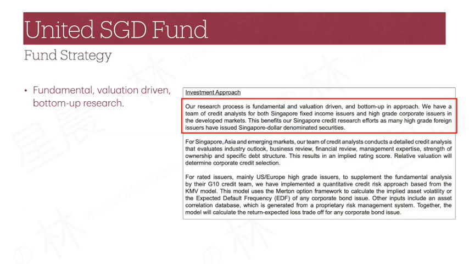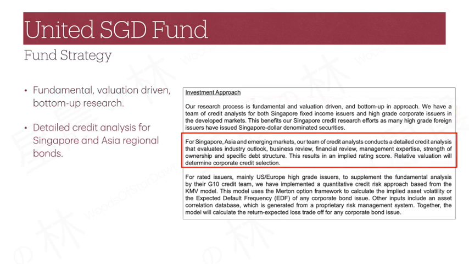Additionally, the fund prospectus provides further elaboration on the investment approach of the fund. It is stated that the research process is fundamental, valuation-driven, and bottom-up in approach. There is a slightly different approach for the credit selection process for Singapore and Asia regional bonds versus US and Europe bonds. For Singapore, Asia, and emerging markets, the analyst team fully covers the credit analysis and selection process. This is possibly due to the team having more confidence in their expertise for regional bond markets.